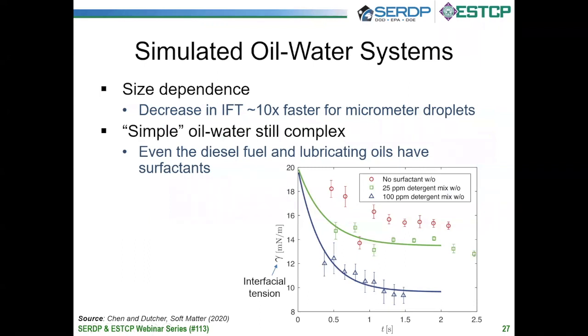So when we perform experiments on the microscale, what we see is just like we saw with water inside diesel fuel, these systems are also highly size dependent. That drop of interfacial tension happens about 10 times faster for micrometer droplets than its counterpart on the macro scale. And we also see that even simple oil-water systems are still complex. Even if we don't add any extra detergent in the water-rich phase, we still have a time-dependent interfacial tension response. And that's because even the diesel fuels and lubricating oils have additives and surfactants in them. So even if it's not picking up these cleaners, it still has stabilizing agents that will stabilize the oil in the water.